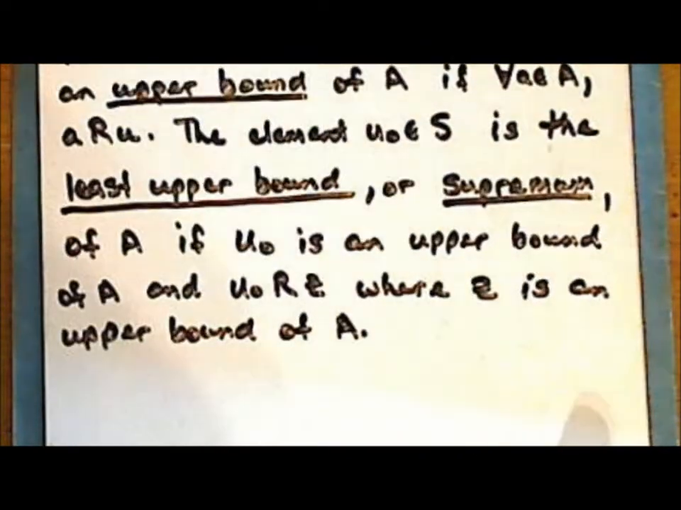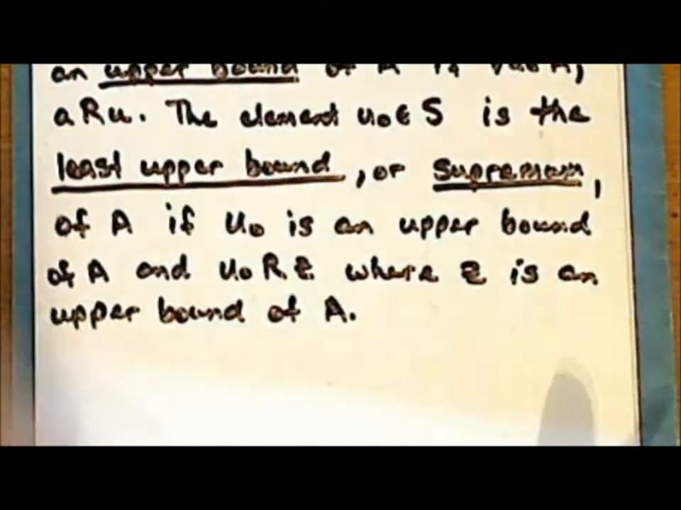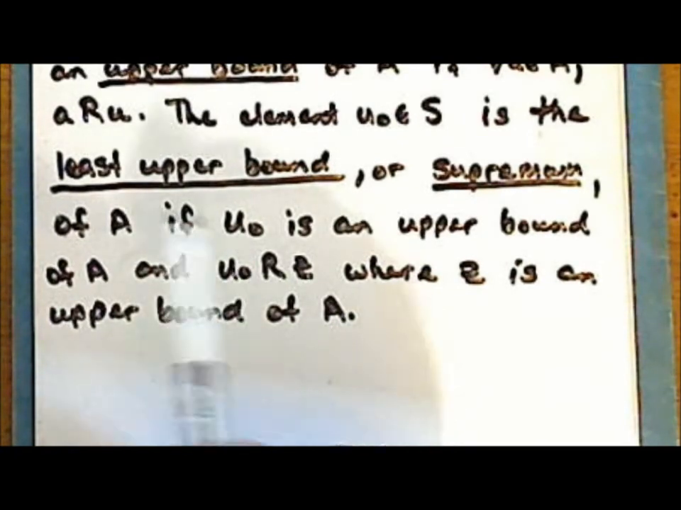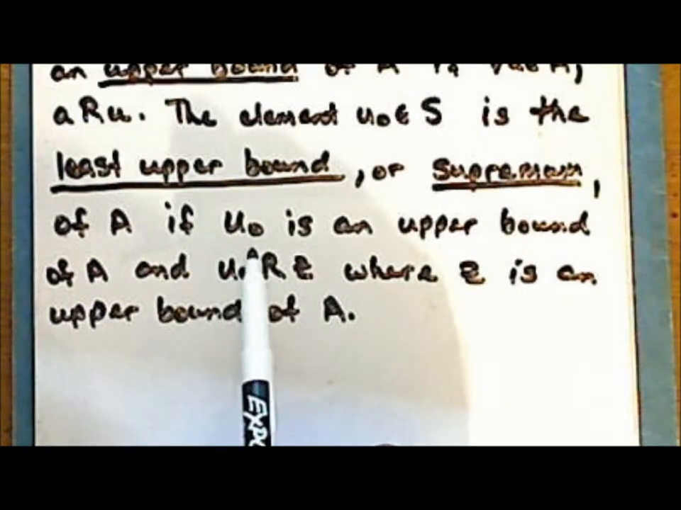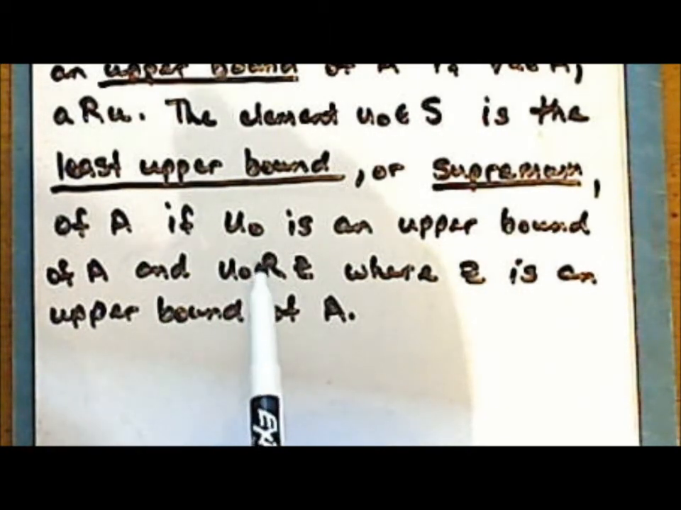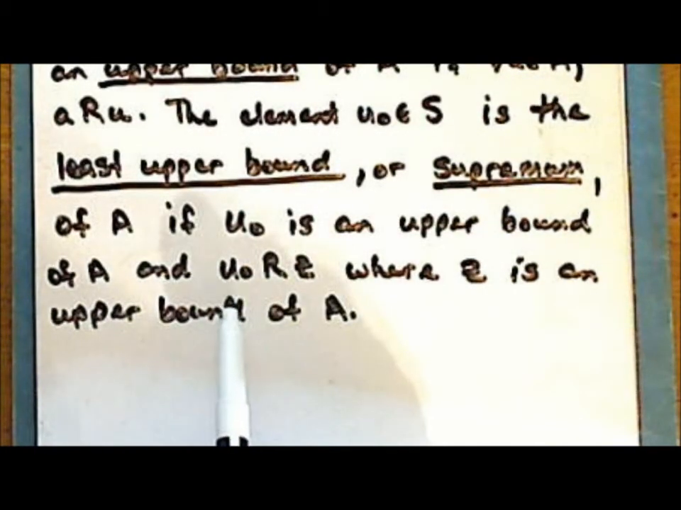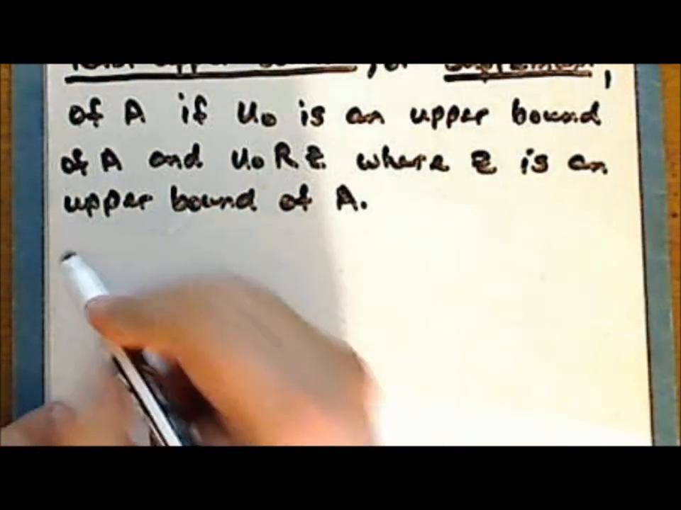So this is somewhat analogous to the least common multiple for two numbers, in that the least upper bound, or supremum, U sub naught, must satisfy two conditions. First, it must be an upper bound of the set A, and it must be the smallest upper bound. So it must be related to Z, where Z is any upper bound of A. Okay?